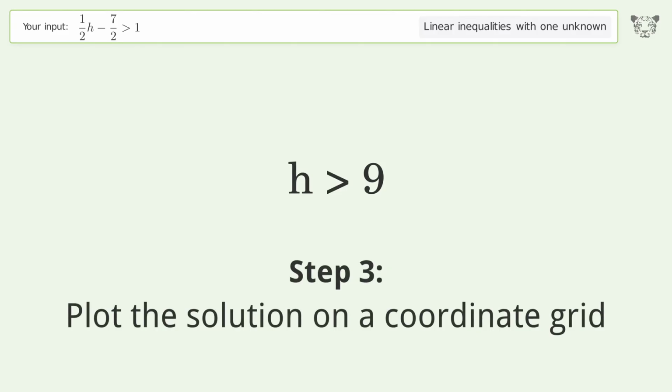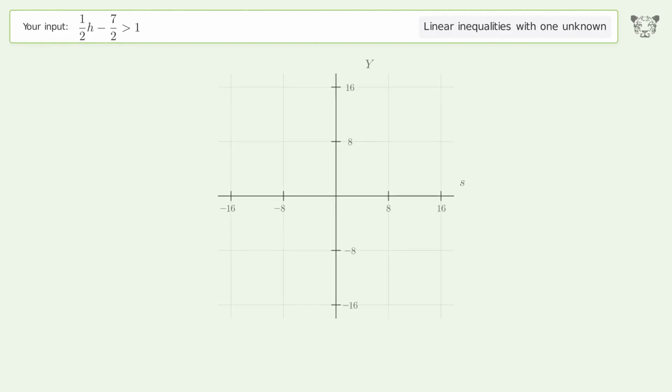Plot the solution on a coordinate grid. And so the final result is h greater than 9.